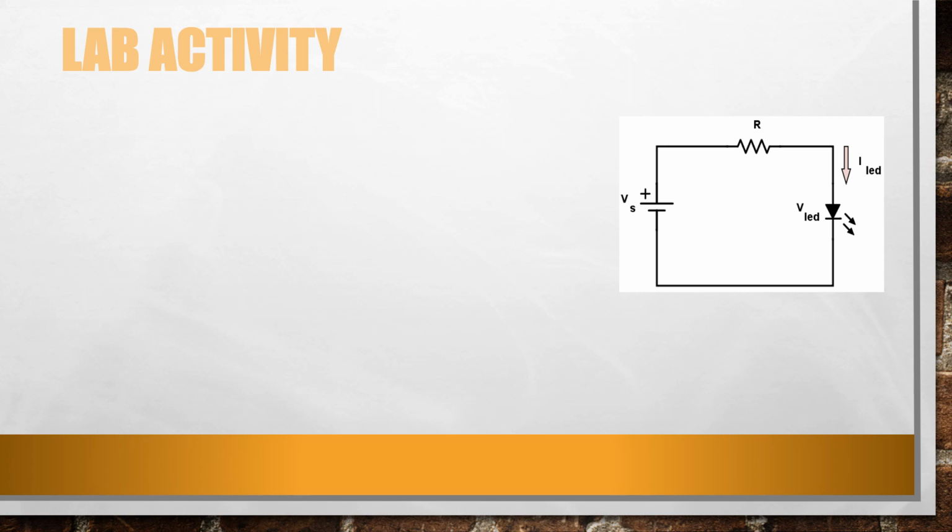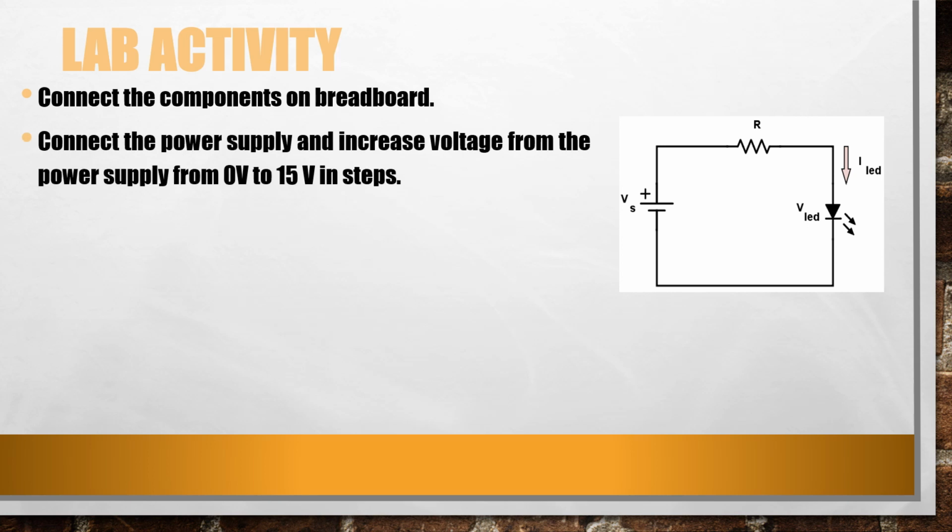Now here is your lab activity. Connect the components on breadboard as per this circuit diagram. Then connect the power supply and increase voltage from the power supply from 0 volts to 15 volts in steps. Then connect the voltmeter and ammeter with the LED.